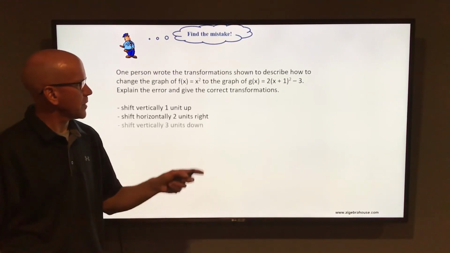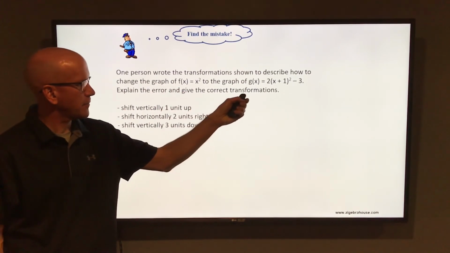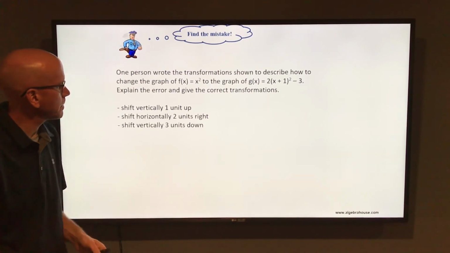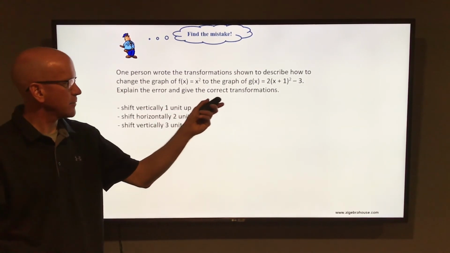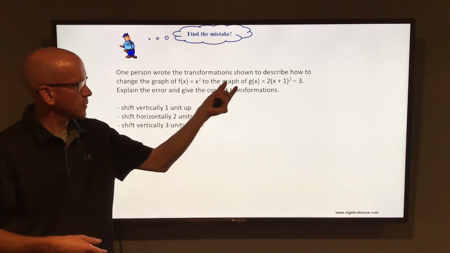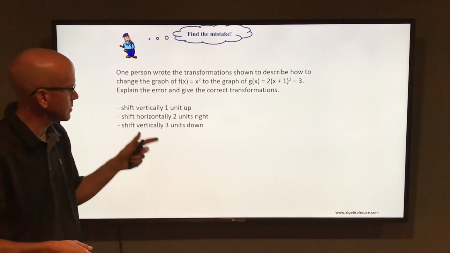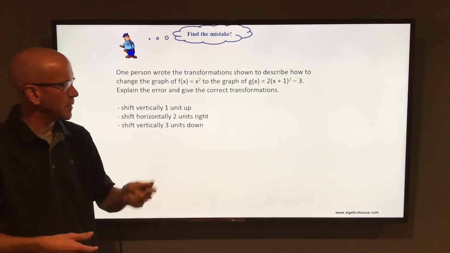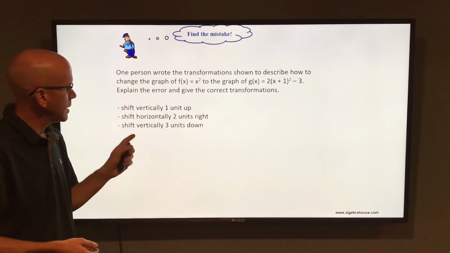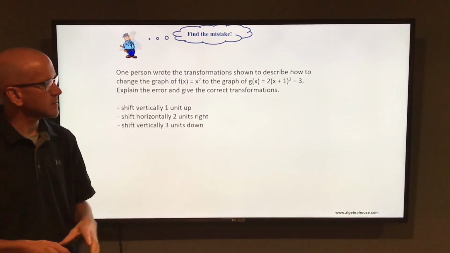One person wrote the transformations shown to describe how to change the graph of f of x equals x squared to the graph of g of x equals 2 times the quantity x plus 1 squared minus 3. Explain the error and give the correct transformations. So somebody took f of x equals x squared, g of x equals 2 times x plus 1 squared minus 3 and said these were the transformations: shifted vertically 1 unit up, shifted horizontally 2 units to the right, and shifted vertically 3 units down. And obviously, he thinks there's a mistake.